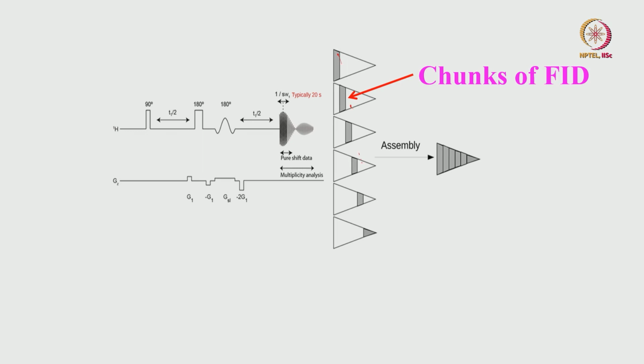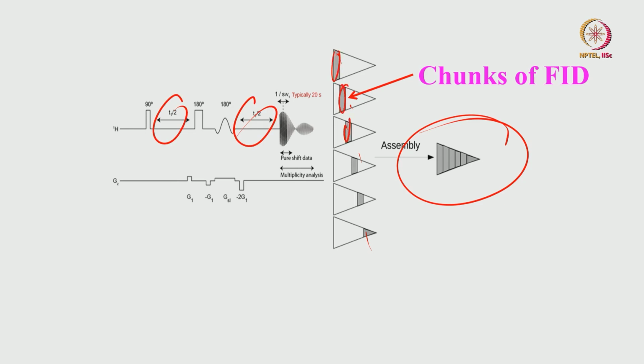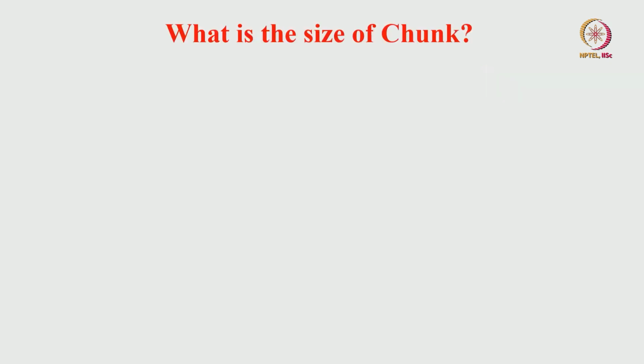Different FID chunks are taken, assembled here like this, and then you do the Fourier transformation. This is the indirect way. Several times, you will have this for T1, and each time you collect the FID, different chunks like this, and then after assembling this, you will get a real assembled FID.